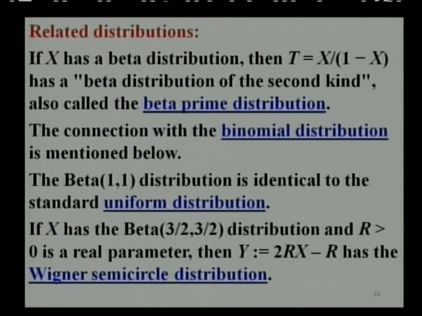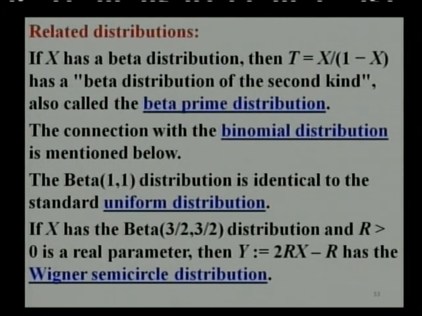Related distributions: similar to the case of the uniform distribution, where we have different kinds of other distributions derived by considering different transformations, in the same manner, from the beta distribution one can derive other distributions based on the beta parametric values. If X has a beta distribution of the first kind, then a new variable T, defined as X upon 1 minus X, will follow the beta distribution of the second kind, also known as the beta prime distribution. The connection with the binomial distribution is mentioned below.